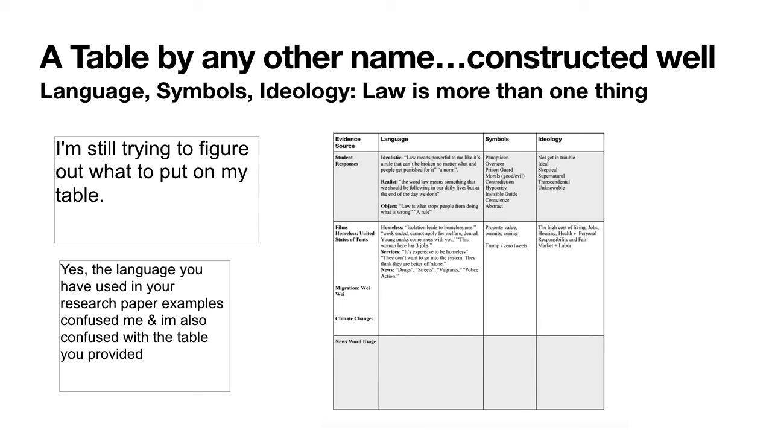So what does that tell you about what you need to do to overcome, right? And this is just to show you that law is more than one thing. It's language, it's symbols, it's ideology, it's a court, right? There are all these different things that you have to think about. And how you choose to put those together, that's really what I'm looking for. What are the choices that you make?